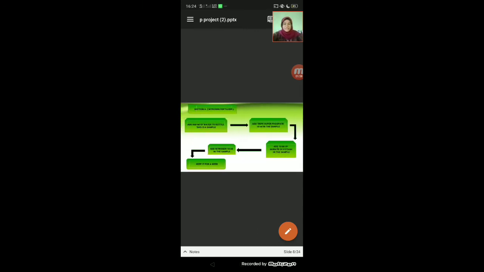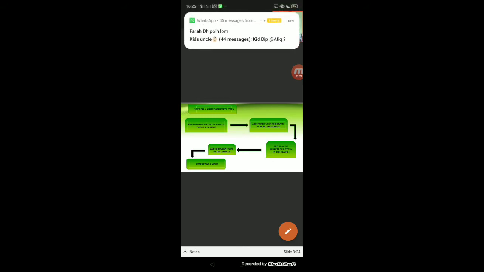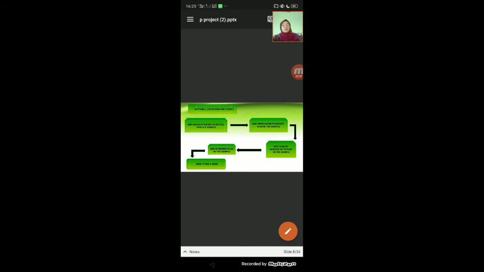For the methodology, we divide it into two sections. First, section A, which is the nitrogen fertilizer. Firstly, we add 460 ml of water into the bottle as a sample. Second, we add 10 ml of triple superphosphate, 10 ml of muriate of potash, and 10 ml of nitrogen into the sample. After that, we keep it for a week.